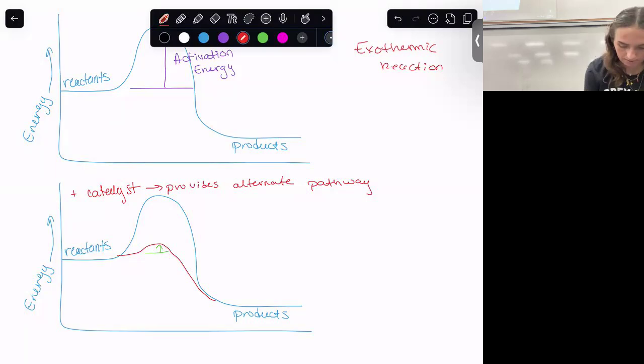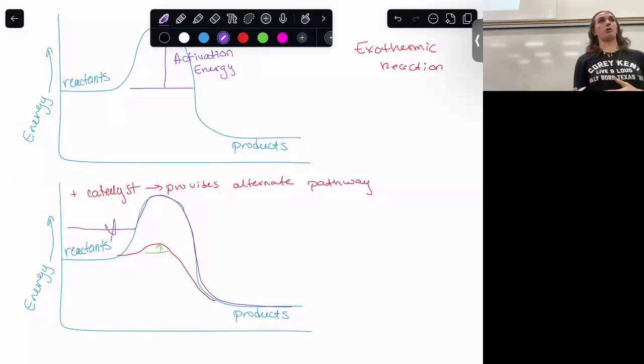It wouldn't say go like this. I'll do it in purple, right? It wouldn't bring your reactants to this energy and then follow the same pathway like this, right? It's not going to do that. This is no, right? It doesn't raise the energy of the reactants. It just changes the pathway it can take at the same energy.